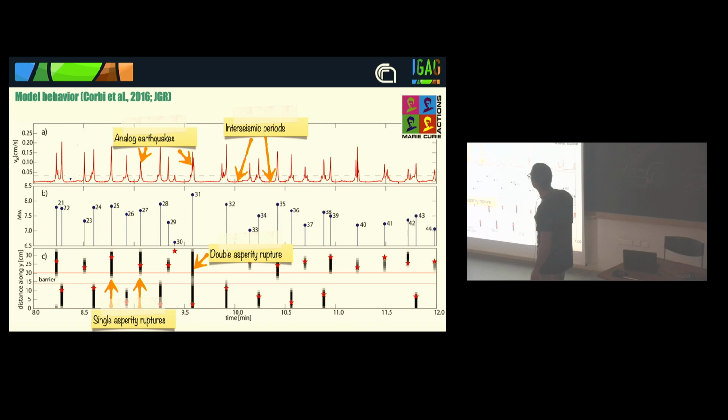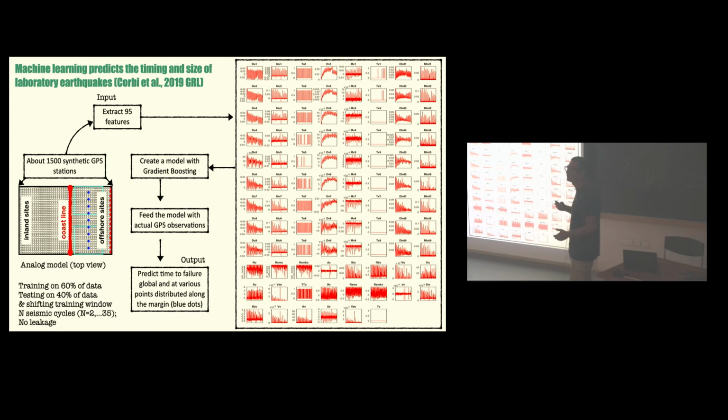Sometimes it's also very complicated, but you have a single asperity rupture, so this can be analyzed in more detail. Since for each experiment we have around 10,000 frames, I thought this is the perfect playground to apply machine learning. A friend of mine suggested, why don't you use machine learning to work with your experiment? So we took all our 1,500 synthetic GPS stations.